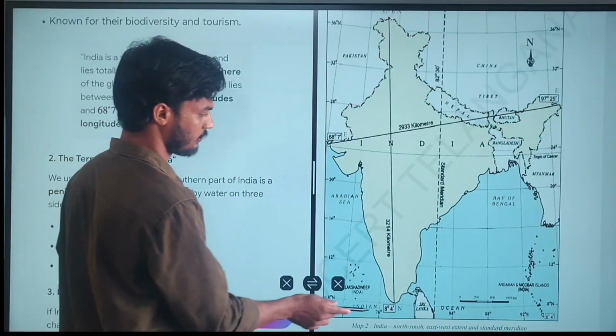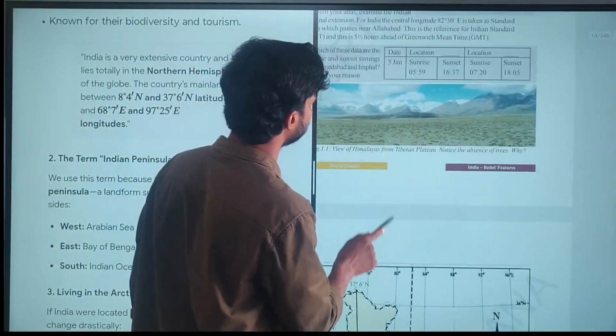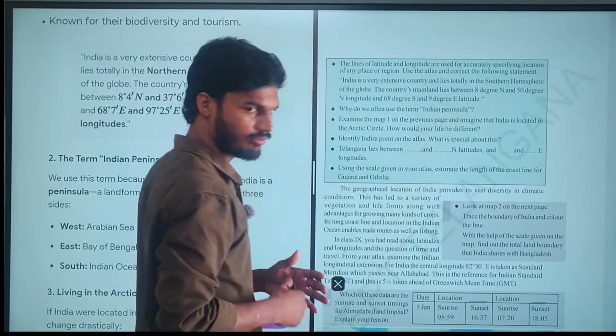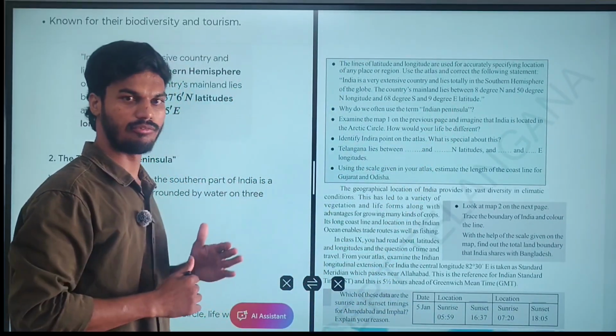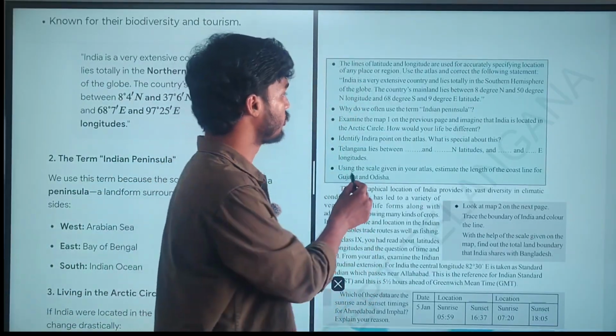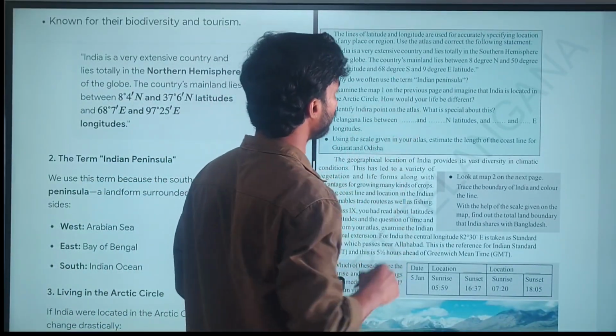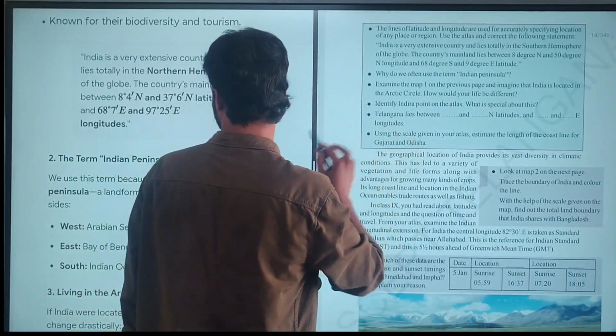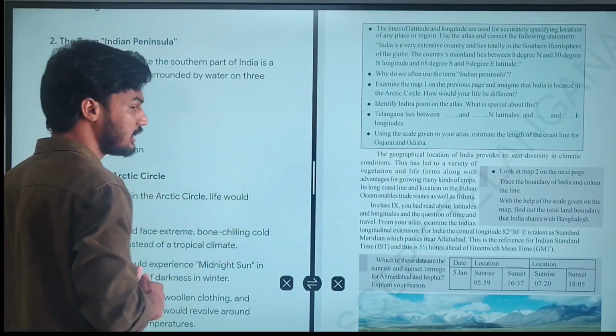Next. We have seen the location of India on the map and the total distance covered by India. Coming to the second point, why do we often use the term peninsula?